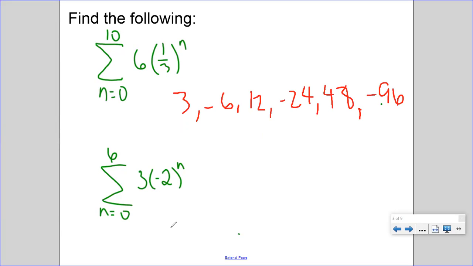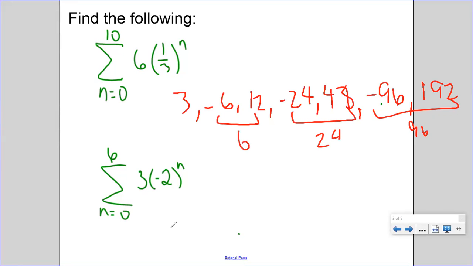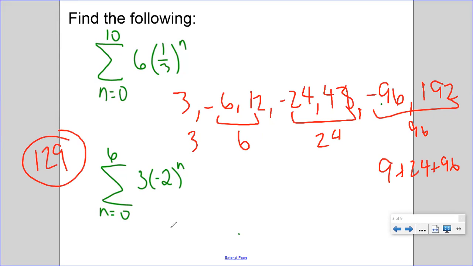So if we wanted to add up, wait, 1, 2, 3, 4, 5, 6. Oh, I'm missing one. 192. Cool. So if we wanted to, we could add these up and get, like, this is 96, this is 24, this is 6, and this is 3. So we'd have 9 plus 24 plus 96. What does that give us? 129? We should get a sum of 129.